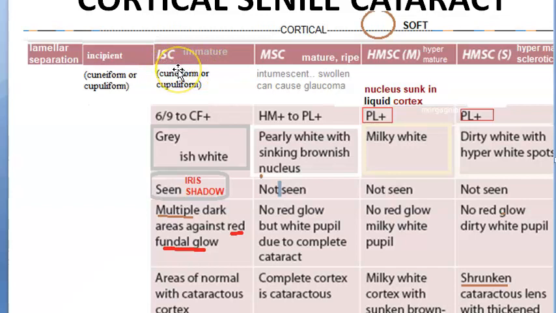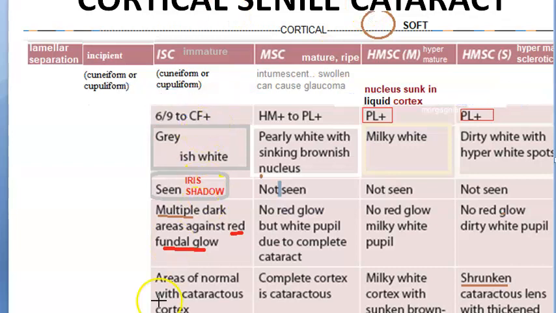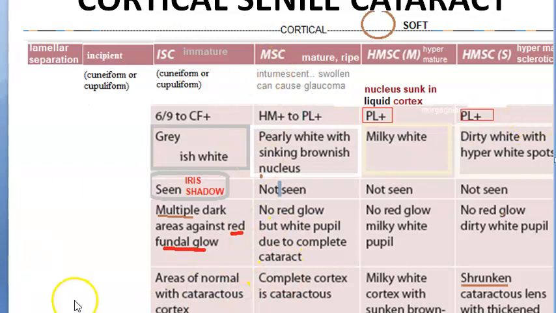ISC is immature senile cataract. This will be cortical. Okay, we are talking about cortical. In this stage, the opacification progresses further. Yes, in all these stages opacification is progressing further. So here you can see from 6/9 he is going to counting fingers, right? Just look at this table, how it shows his vision. What is happening to his vision? Visual acuity goes from 6/9 to counting fingers, then hand movement, then perception of light positive. It just gets worse and worse as it matures.